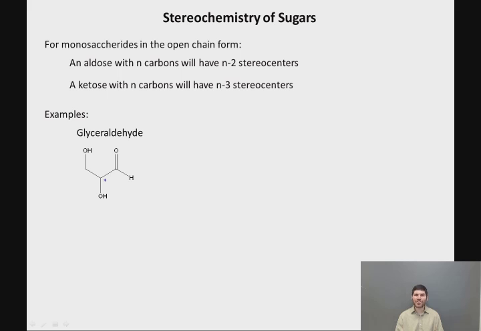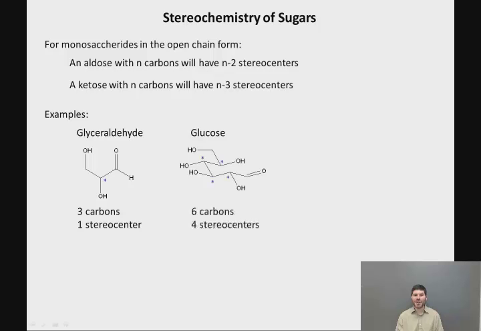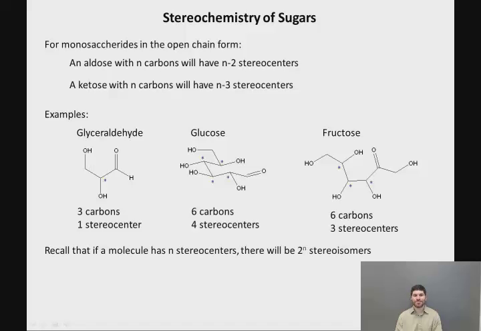So the simplest sugar is what we call glyceraldehyde. It's a 3-carbon sugar. And as you can see, indicated with a blue asterisk, it has 1 stereocenter. Glucose is a 6-carbon sugar, also an aldose, and it has 4 stereocenters. And then fructose is a ketose. It is a 6-carbon sugar, so therefore it has 3 stereocenters, and they're all indicated with blue asterisks.